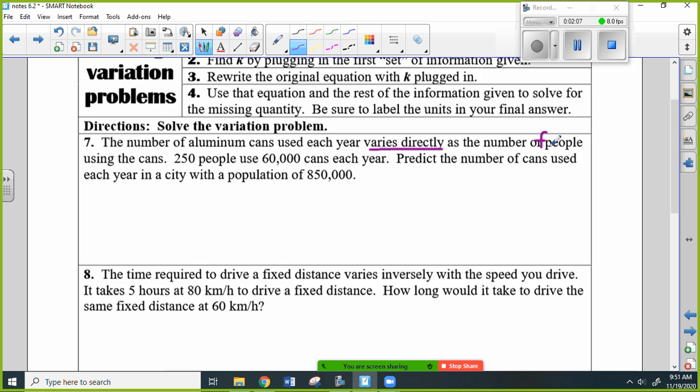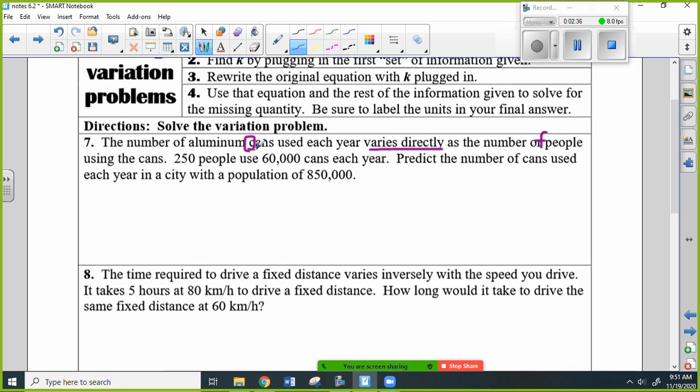So what am I talking about before the words varies directly? Well, I'm talking about the number of aluminum cans. I guess I could use n for number, but you just have to make sure that you don't use the same variable for something else. And n doesn't really help me remember that I'm talking about aluminum cans. So maybe you want to use C for cans. You get to decide.